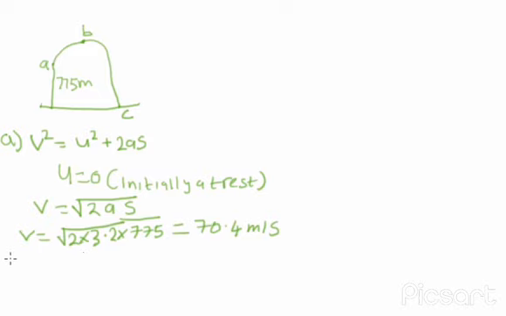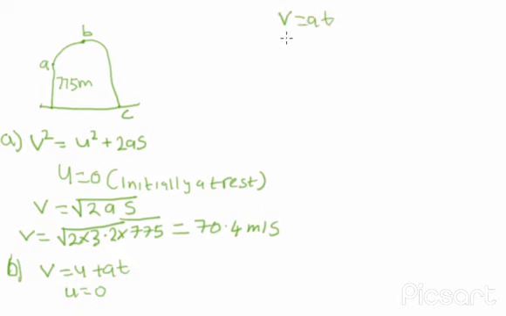So the next question, B, is to calculate the time it takes to reach that point. The point is point A. We still are going to use Newton's first equation of motion, which is V equals U plus AT. In the same vein, our U is equal to 0, because the object started from rest. U is the initial velocity. So we will have that V is equal to AT.